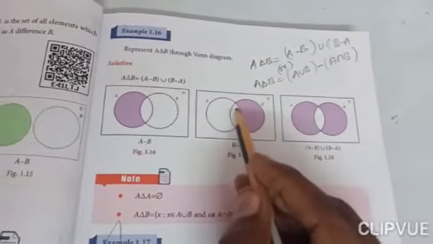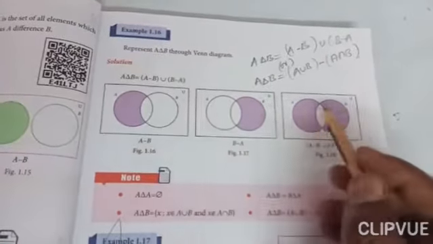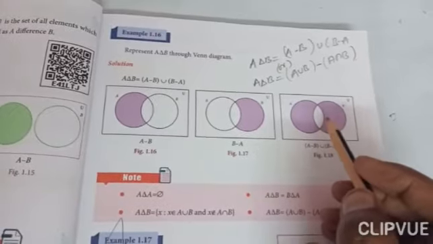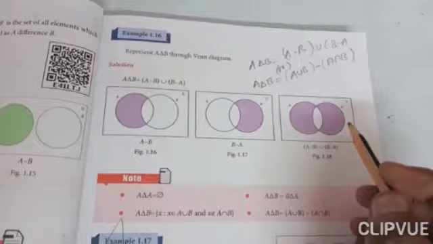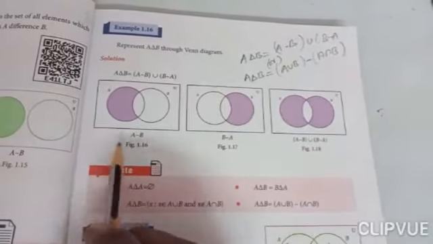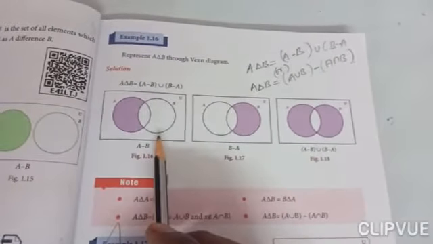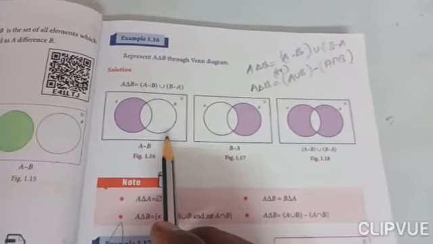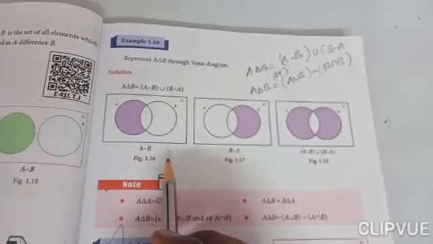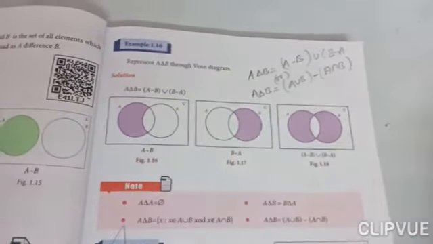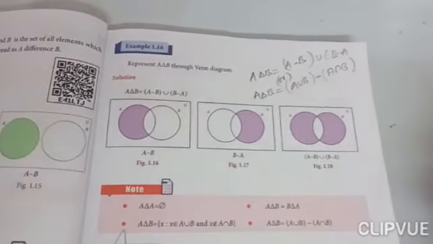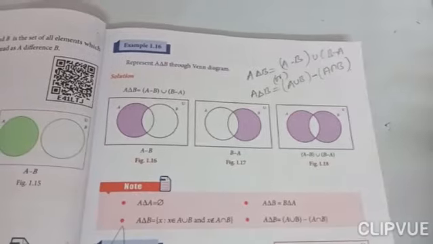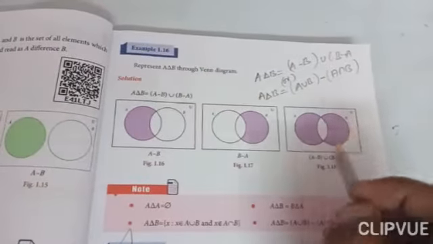See here, the intersection part is not shaded. The remaining part of the two circles is shaded. This is the diagrammatic representation of A symmetric B, the symmetric difference between two sets. Any variable they can change. Sometimes they will ask X, Y, P, S, like that. Many times they will change the variable. Don't confuse. This is only the diagram.